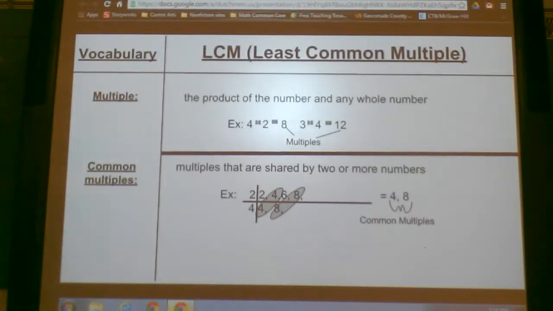Alright, today we're going to start talking about least common multiple. This is kind of like the GCF, it's a very similar process, only there's a little bit of difference at the end. So, once again, starting with a few vocab words.